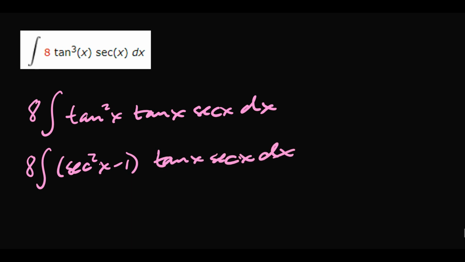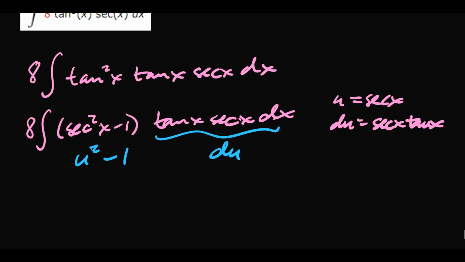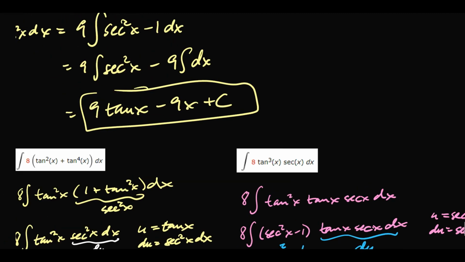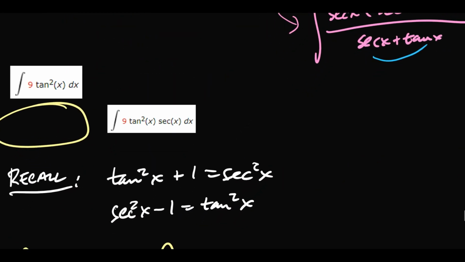And then what you can do is let u equal secant x, then du is secant tangent. All right, so all of this here is just your du, and now this is u squared minus 1. And so your integral becomes 8 integral u squared minus 1 du, and then you just finish it from there. The last one that we can look at here is this tangent squared secant x.